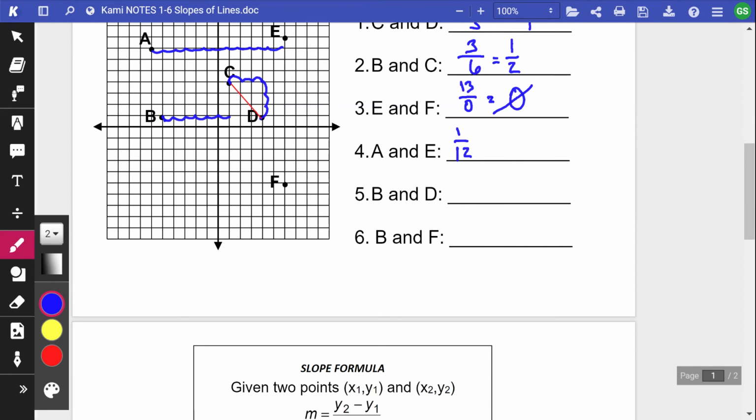B and D. Okay, so B and D. Looks like B and D are both on the same horizontal line, so it looks like there's 0 rise. So I'm going to put that up there in my numerator, 0 for the rise. And it looks like 1, 2, 3, 4, 5, 6, 7, 8, 9. 9 for the run.